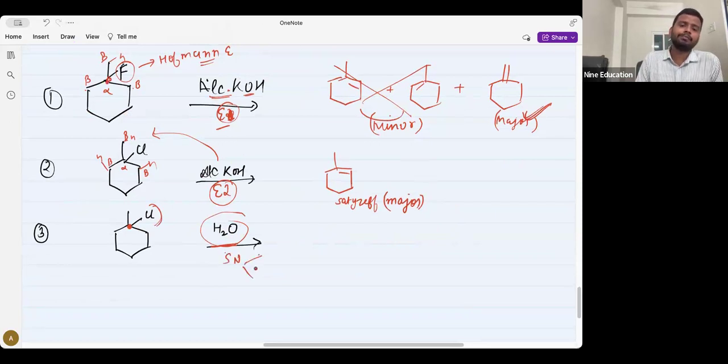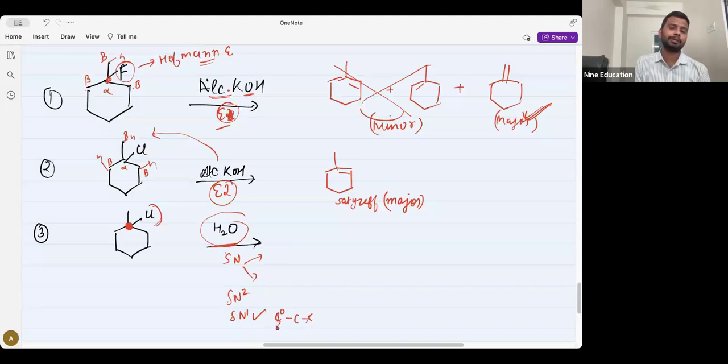And out of SN1 and SN2, which one should I do? This is simple H2O, not alcoholic KOH, not NaNH2, no base is given. So if it is simple H2O, it will do SN reaction. Now SN has two types, SN1, SN2. Now you have to check the leaving group or substrate. See, this is 3 degree substrate. Carbocation will be easily stable, है ना? SN2 नहीं हो सकता. SN1 it will happen because it is 3 degree.